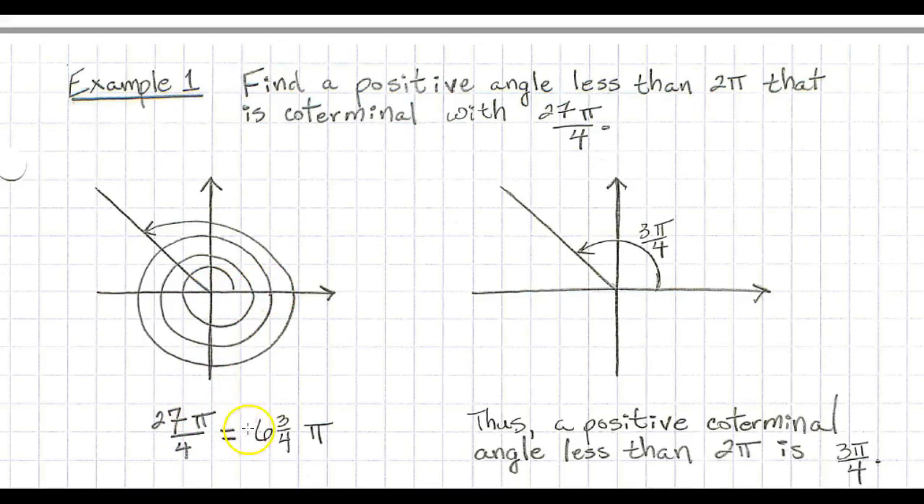So again, I just talked about 27 pi over 4, the same as 6 3/4 pi. So what angle between 0 and 2 pi would have the same terminal side? Between 0 and 2 pi just means I start at 0 and go 3/4 of a pi over. I'm at the same terminal ray. So the angle between 0 and 2 pi that is coterminal with 27 pi over 4 is 3 pi over 4.